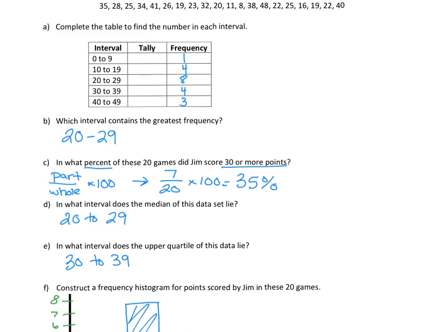Now it's asking in which part of the graph does the median lie? Well, the median would be in the middle of the data. And you see the middle of the data would be between 20 and 29. Now, in which interval does the upper quartile lie? Well, the upper quartile would lie in this 30 to 39 range because that's the middle between the median and the max. So then our lower quartile would have fallen between 10 and 19.